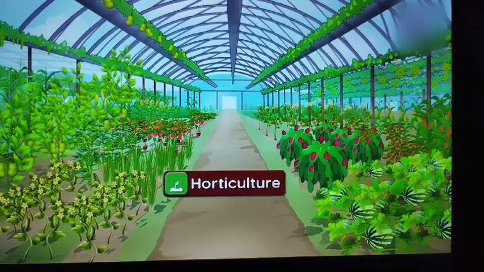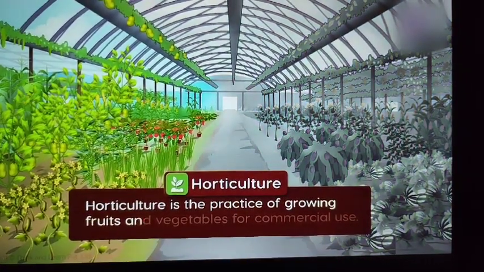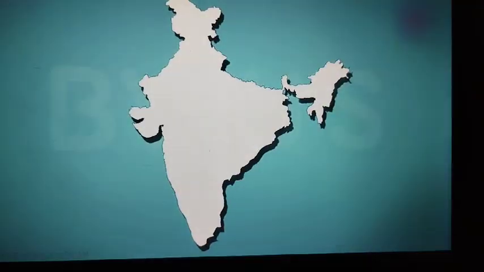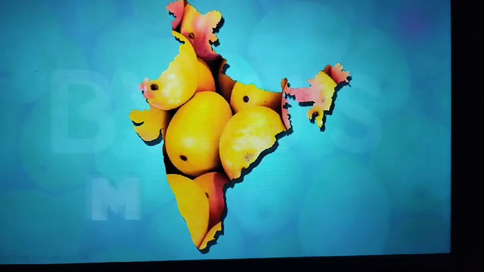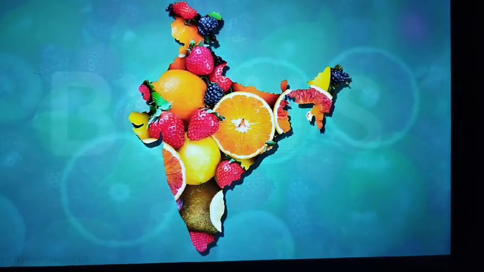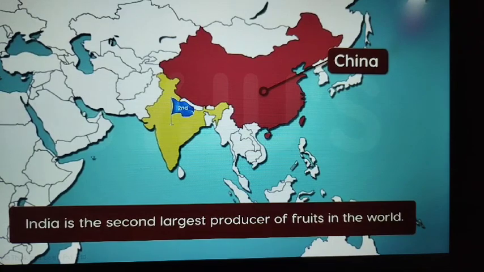Next up, horticulture. Horticulture is the practice of growing fruits and vegetables for commercial use. In India, fruits can be grown that are suitable to tropical climate as well as temperate climate. The fruits grown in India are famous all over the world. The sun-kissed juicy mangoes, the tangy oranges, and many other delicious fruits have helped India become the second largest producer of fruits in the world after China.